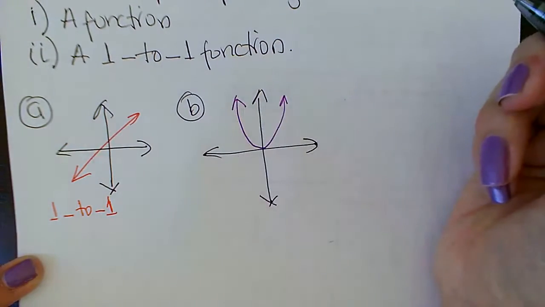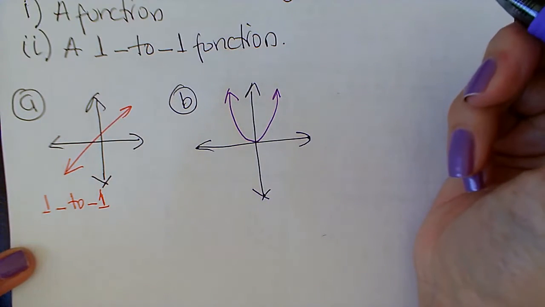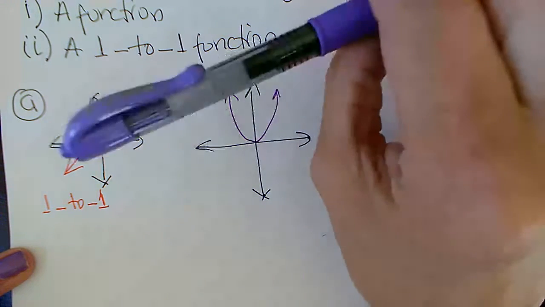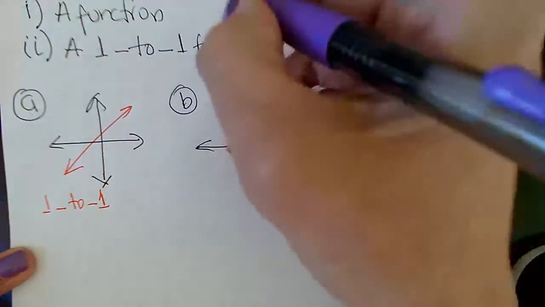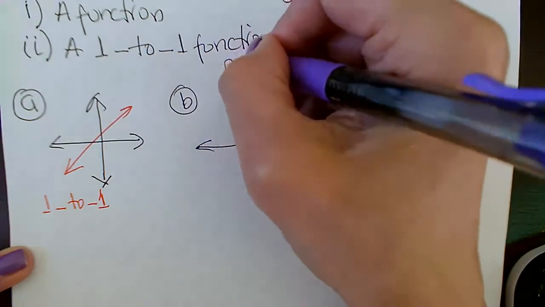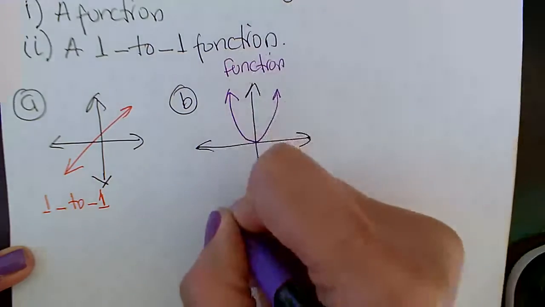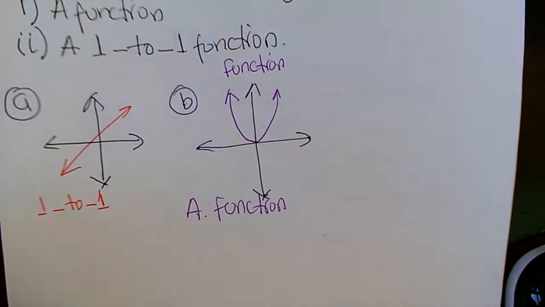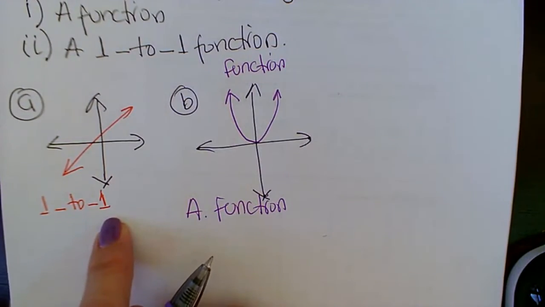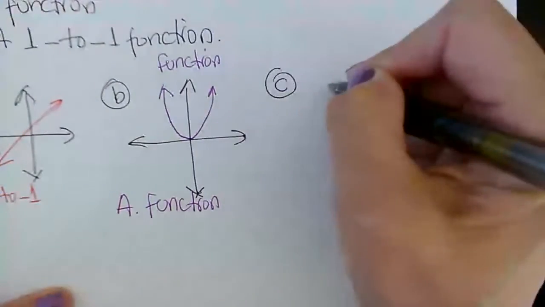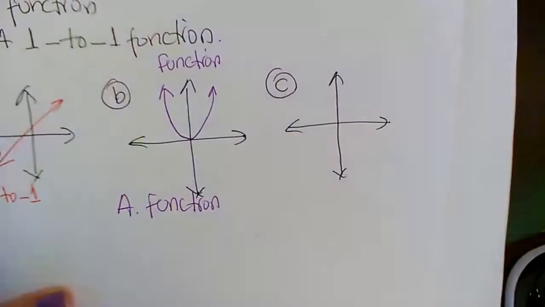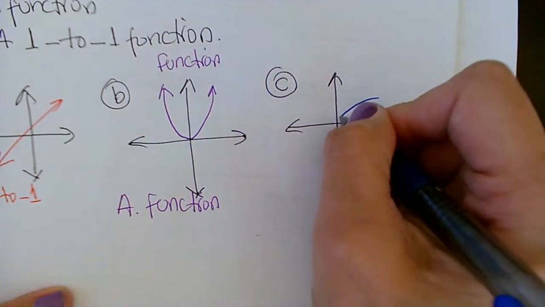Now, this one. It's just a function. We could do the vertical line, but we cannot do the horizontal. The horizontal will be both. So this one is just a function. Okay, 1-to-1 has to pass both tests. Okay, now let's do this one.